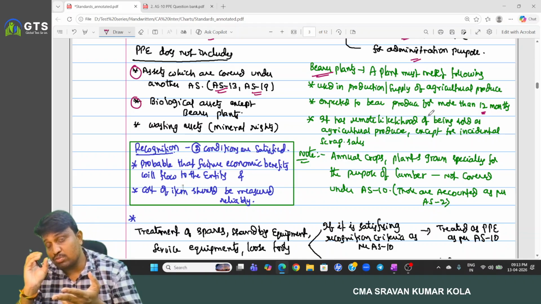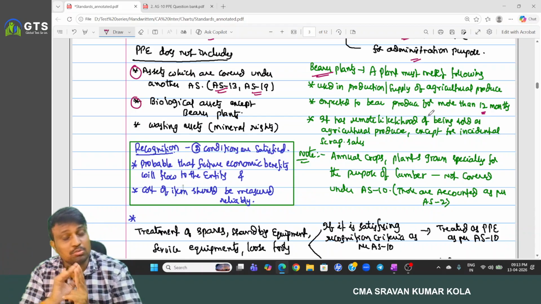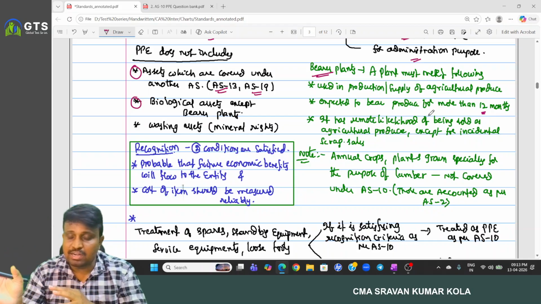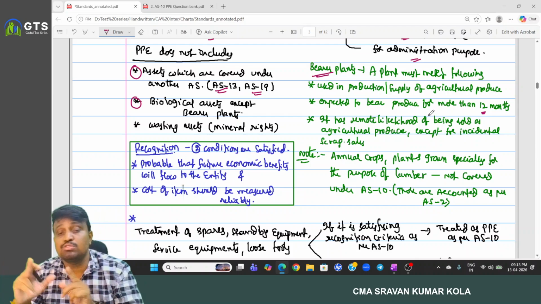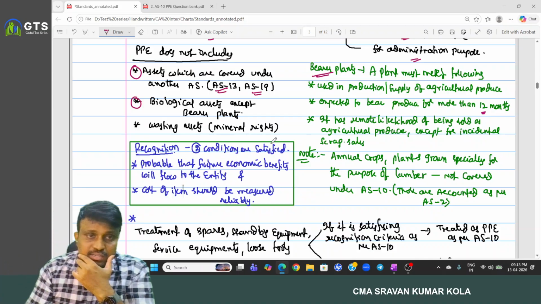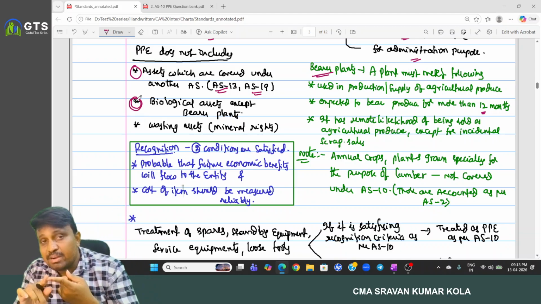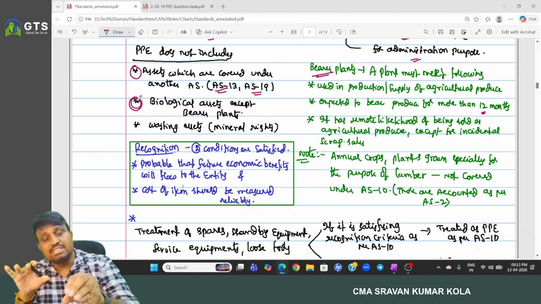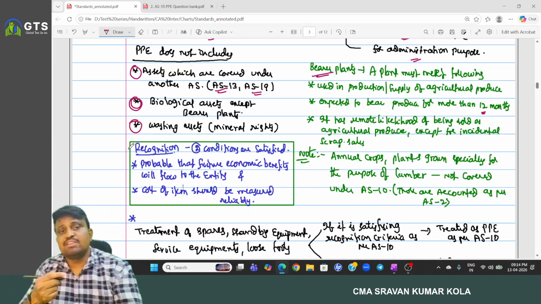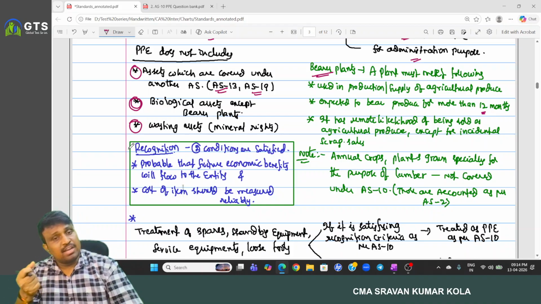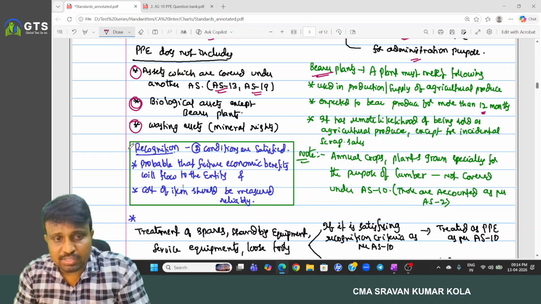The second exclusion: plants which are specifically cultivated for lumber or timber, that is wood purposes, are also not covered. For example, red sandal is not covered under AS-10, even though it is held for a period of more than 12 months. So, coming to biological assets, bearer plants are covered under AS-10, but living animals are not covered. Another one is wasting assets, like mineral rights, iron ores, oil wells, etc. Those are not covered under AS-10.